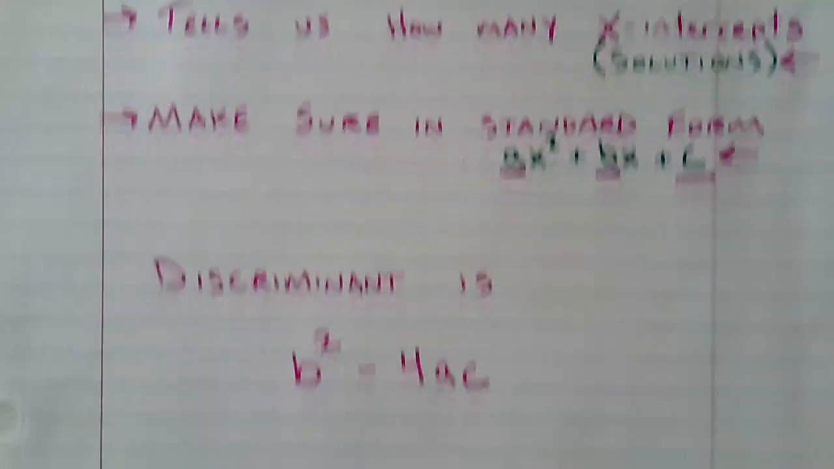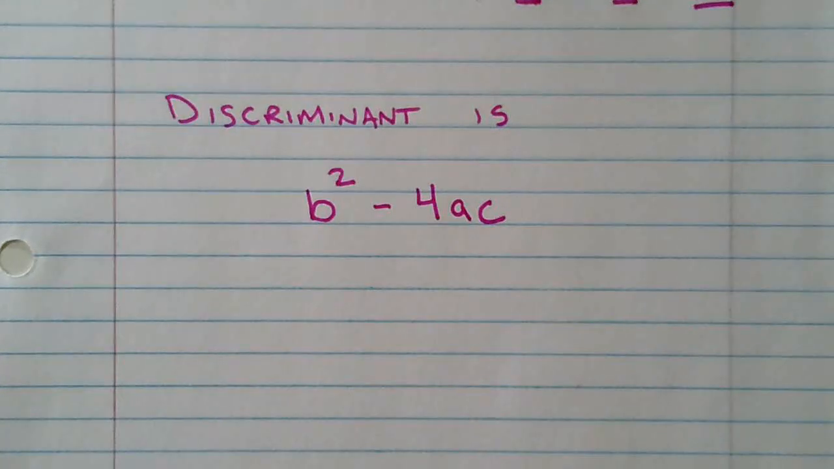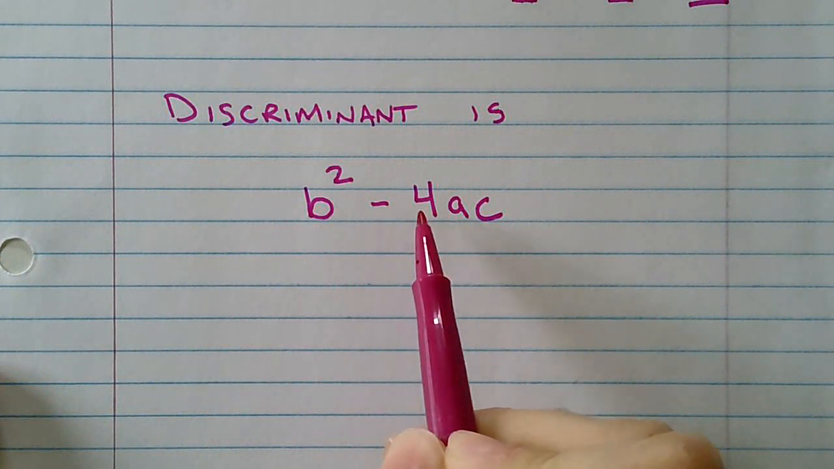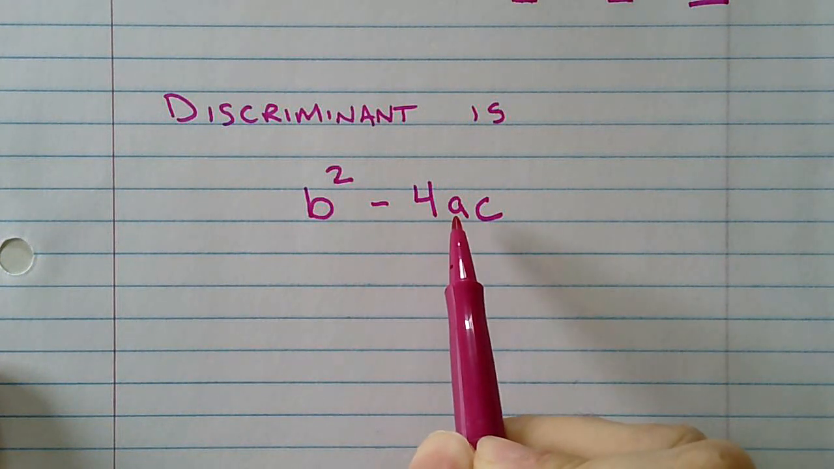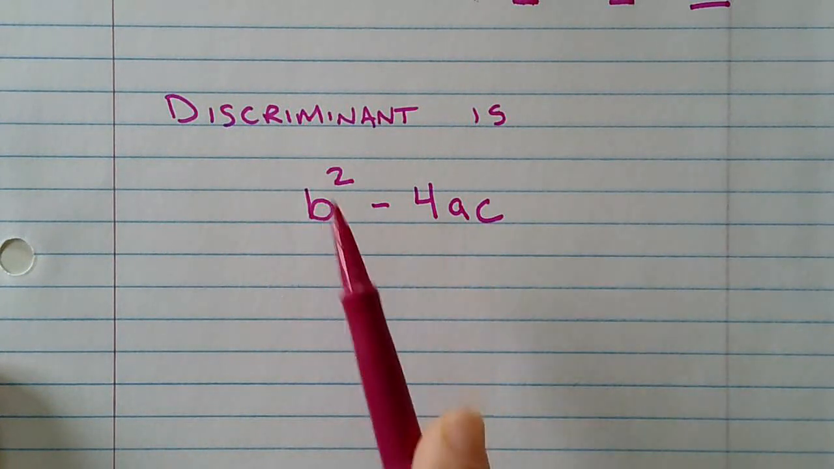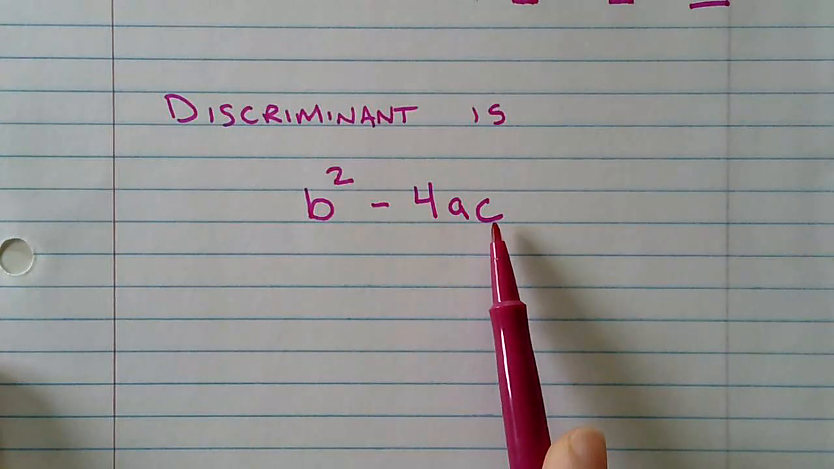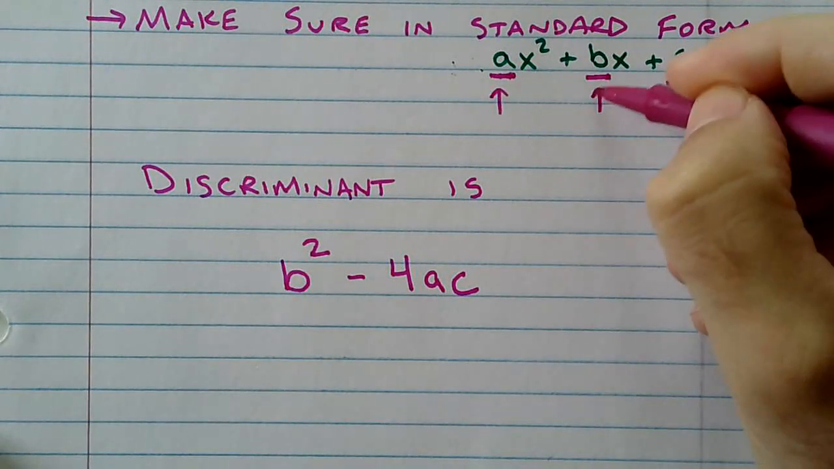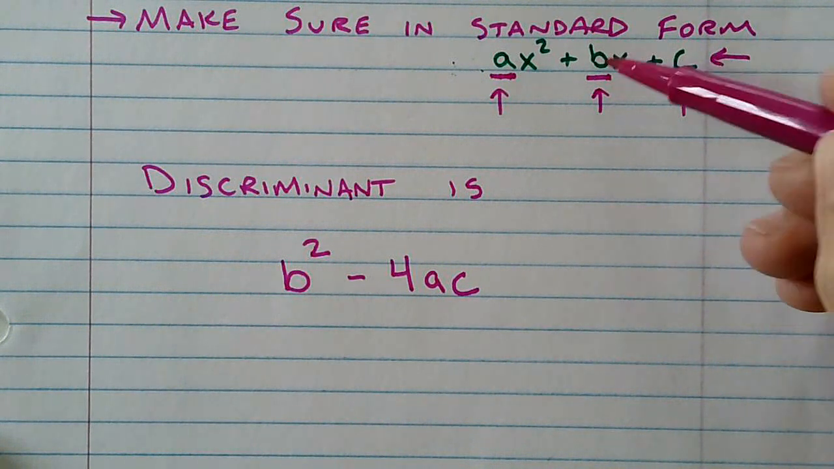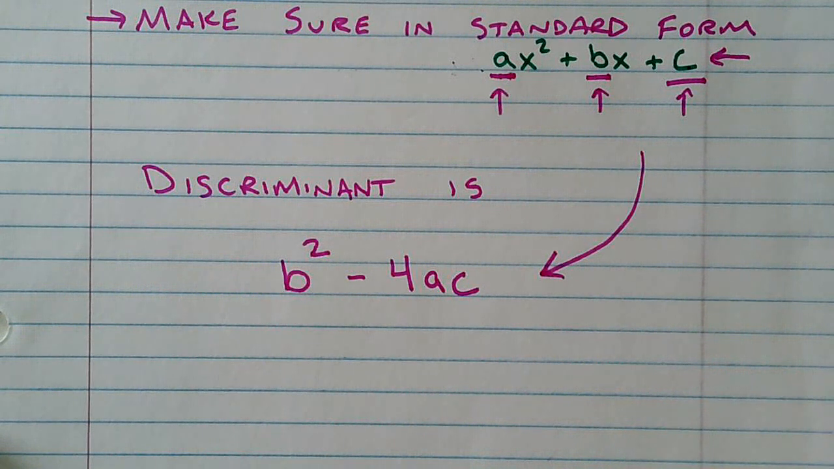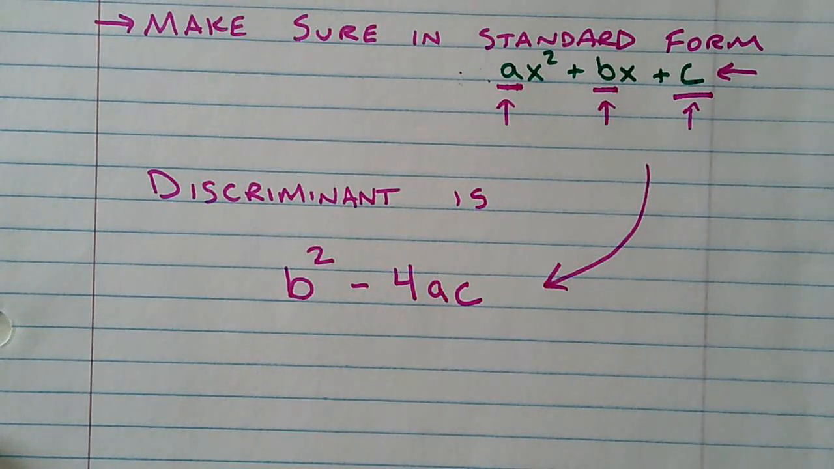So what is the discriminant formula? The discriminant formula is the value of b squared minus 4 times the value of a times the value of c. These values of b, a, and c are coming directly from our standard form. So we're going to take these values and substitute them into this formula. All right, so let's go ahead and take a look at how we would do that.